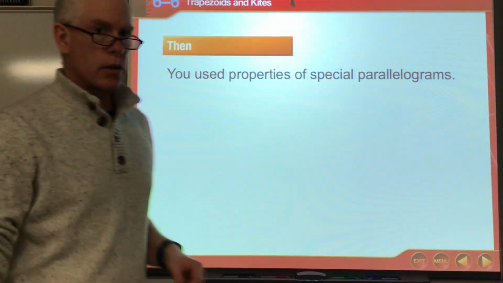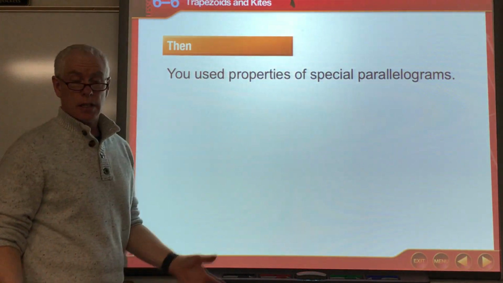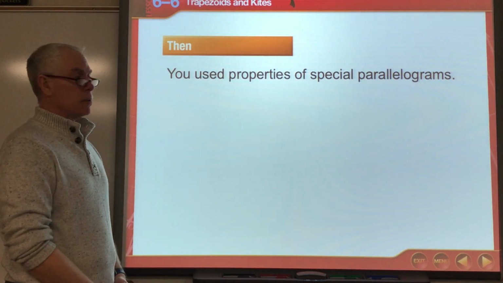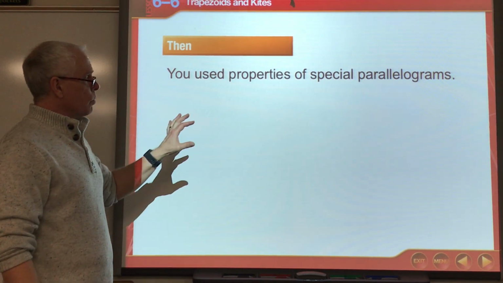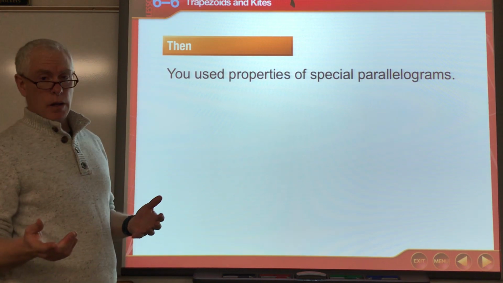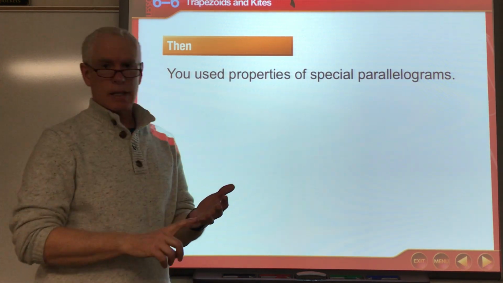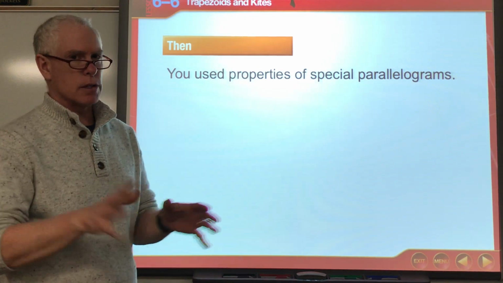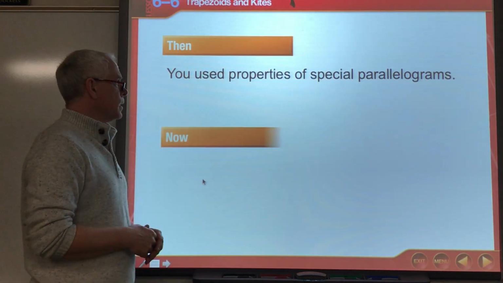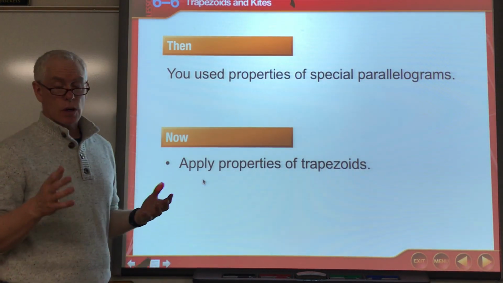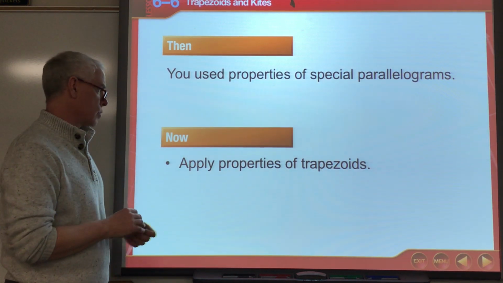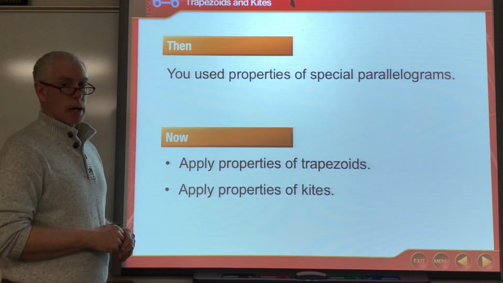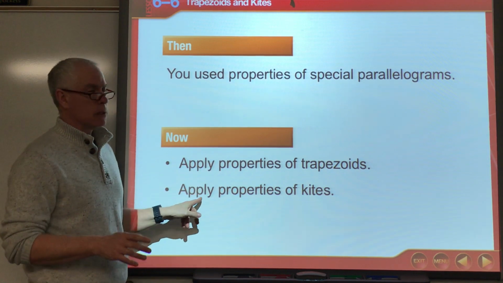All right, you guys, let's take a look at section 6.6, the last one in chapter 6 here. So we use properties of special parallelograms. Our parallelograms were rectangles and rhombuses, or rhombi, sorry, and squares, and all of the properties that went with those. Now we're going to take a look at some things that are quadrilaterals but are not parallelograms. We're going to look at trapezoids and kites and all the properties that go along with them.